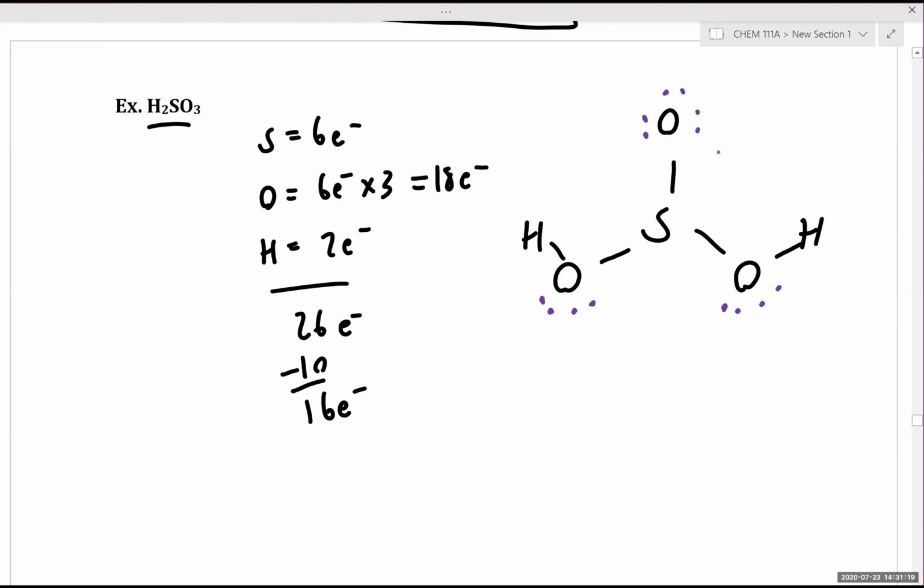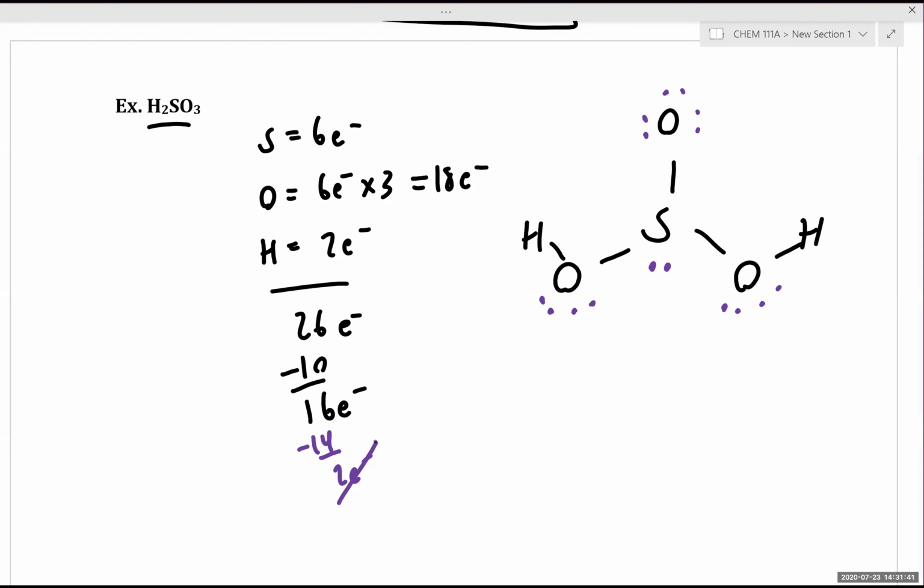Just checking something really quickly. 2, 4, 6, 8, 10, 12, 14. Yeah, okay. We have 2 electrons remaining. And yes, exactly right. We need 2 more electrons on sulfur, and that's where our last 2 electrons go.